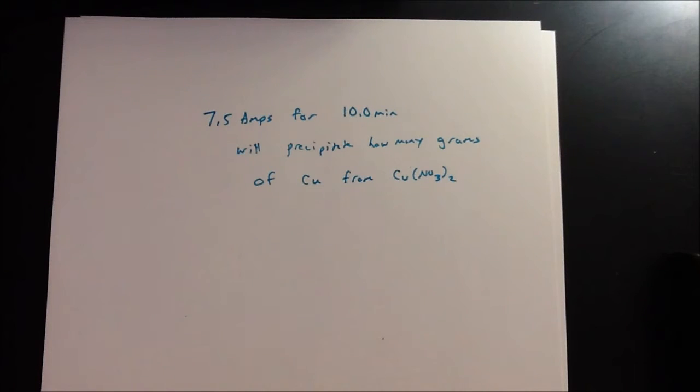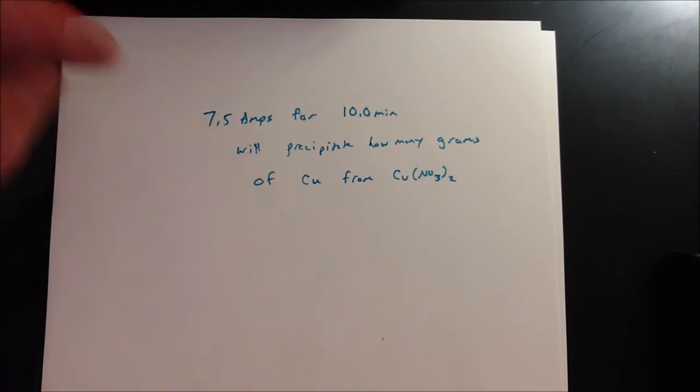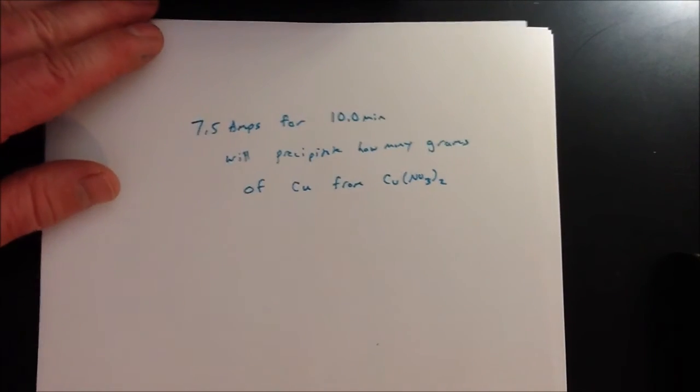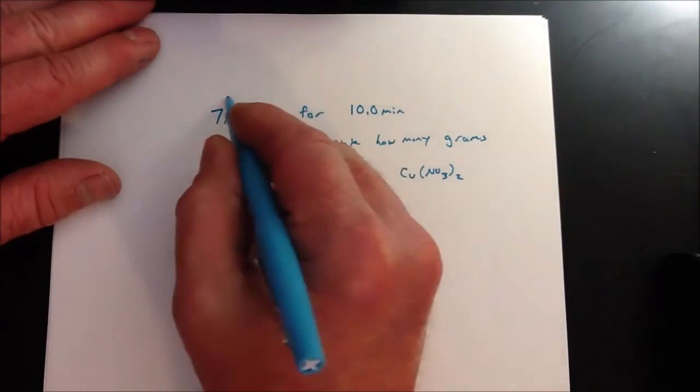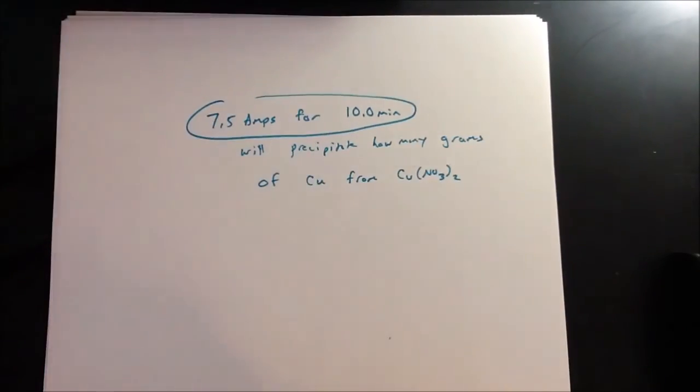I could actually do a percent yield calculation. If I did this in lab, I could see how many grams I actually precipitate onto that other piece of metal. I could be precipitating copper on copper, or maybe I put a nickel down in this solution and I electroplate a nickel with copper on the outside by using a copper 2 nitrate solution. So again, 7.5 amps for 10 minutes.